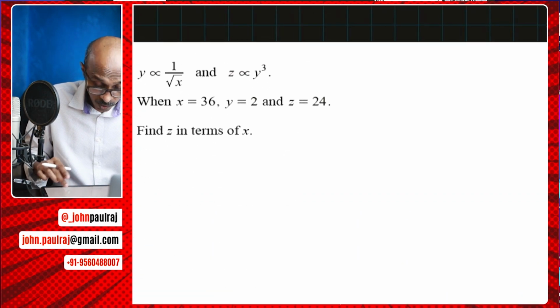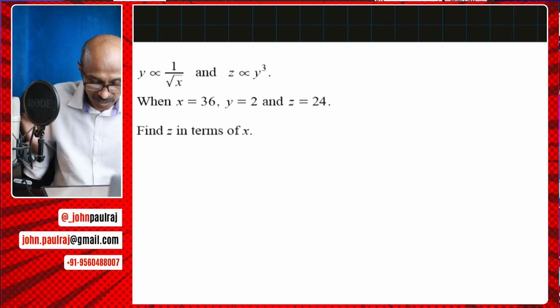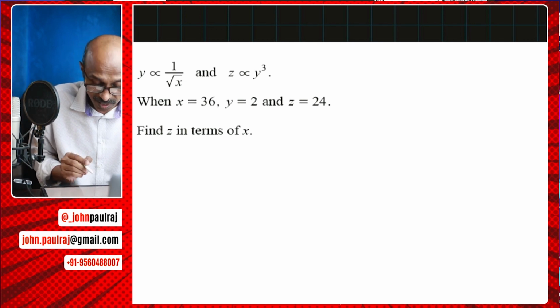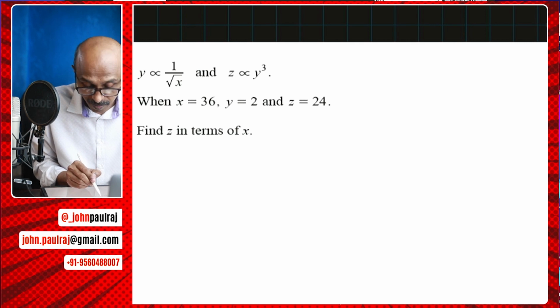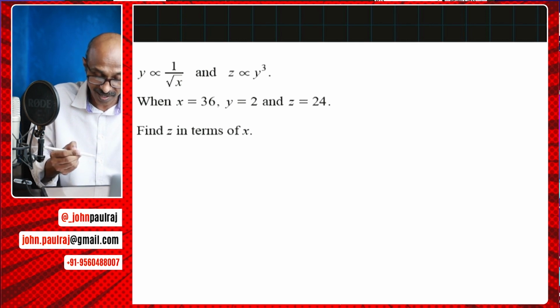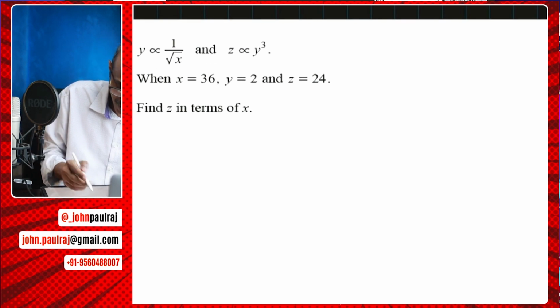Okay. Have you seen this kind of a question before? I thought I'll highlight, as I said, all the different kinds of questions. Double variation, a question on double variation. Y is inversely proportional to the square root of x, and z is directly proportional to the cube of y. Find z in terms of x. Okay, let's do this question because it's different.